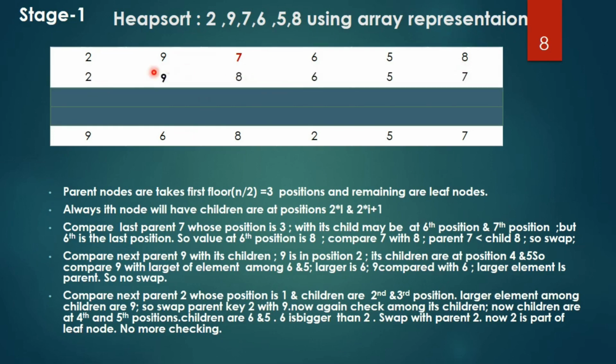So we get 2 9 8 6 5 7. After that, check for the next parent. Next parent here is 9. 9 is at second position and its children are at 6 and 5 position. So now we need to compare the greater child with the parent. Greater child here is 6.